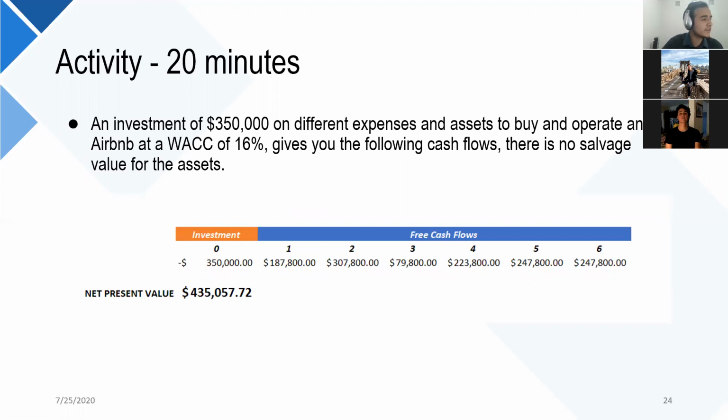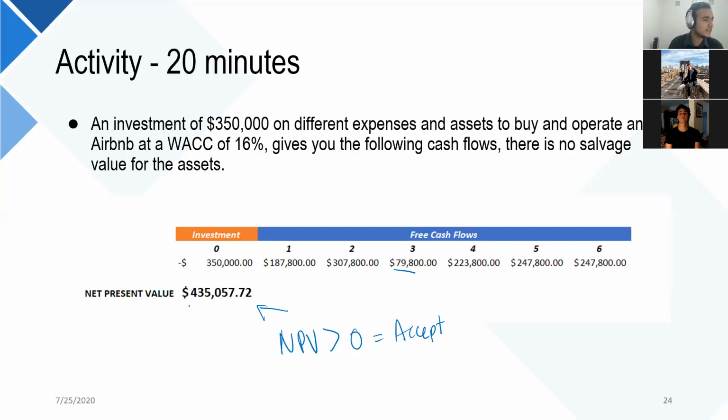So the net present value for this will be 435,000. And my question for you guys will be, would you accept or reject this project? Well, if we remember, our acceptance rule will be, if the net present value is bigger than 0, then you accept. Right, so here the net present value is bigger than 0, so we will be accepting the project. This investment will be a good investment, even though you have this sudden drop on cash flow in period number 3.